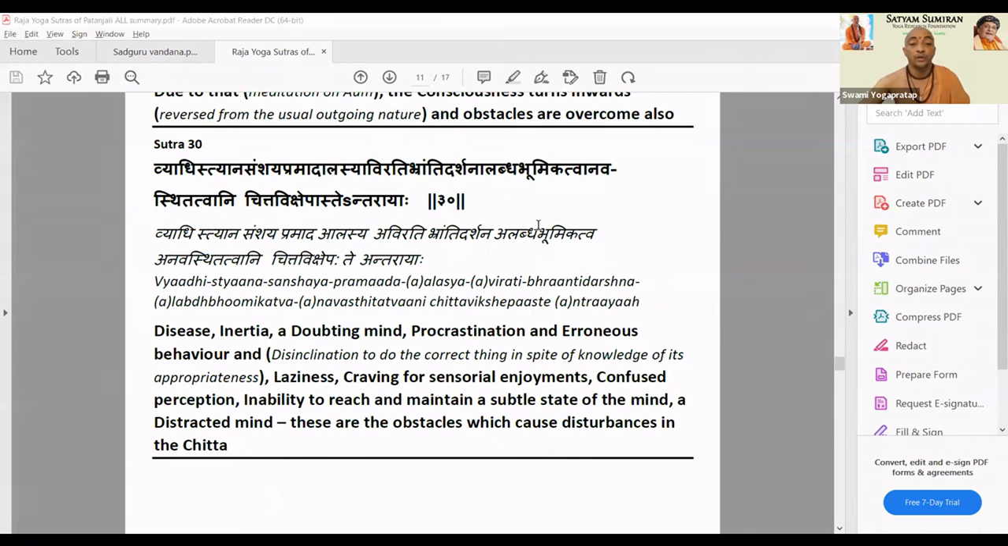Vyadhi, Styana, Saunshaya, Pramada, Alasya, Avirati, Bhranti Darshana, Alabdha Bhumikatva, Anavasthitatva, Chitta Vikshepa, te Antarayaha. These are the problems. What are they? Disease in the body, mind, whichever. Inertia, a doubting mind, procrastination, erroneous behavior. While we know it is wrong, but still we can't actually help doing it. Laziness, craving for sensorial enjoyments, a confused perception, inability to reach and maintain a subtle state of mind, and a distracted mind. These are the obstacles which can cause disturbances in the chitta, not allowing it to reflect the tada drashtuhu swarupe avastham.